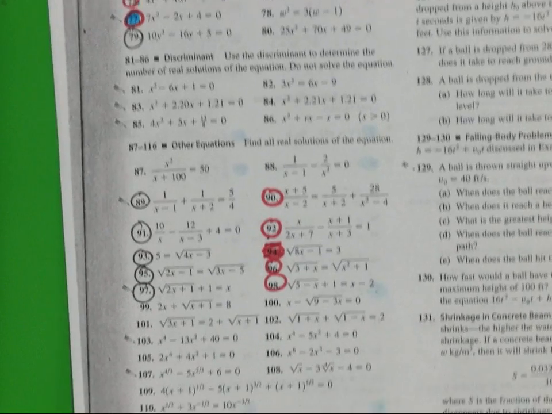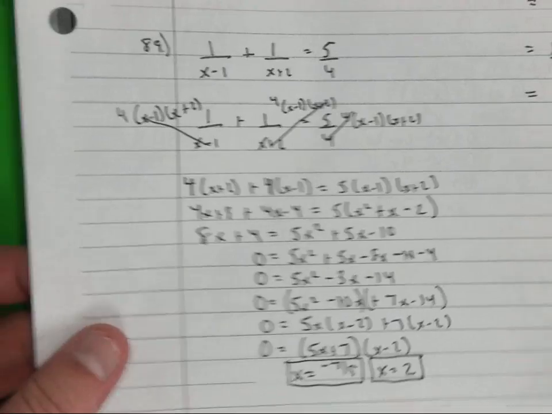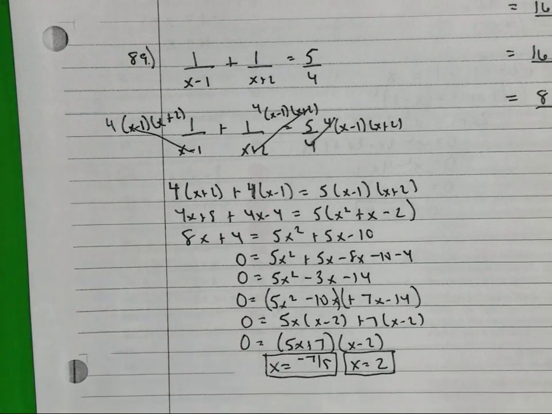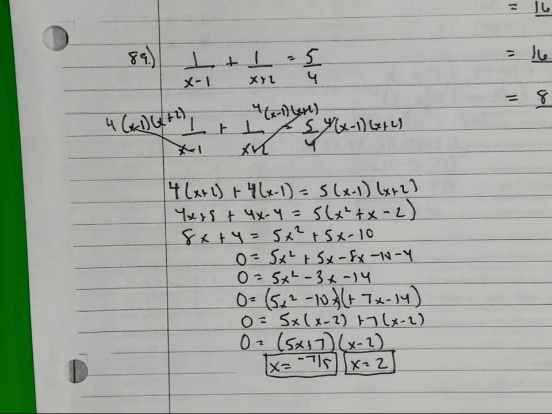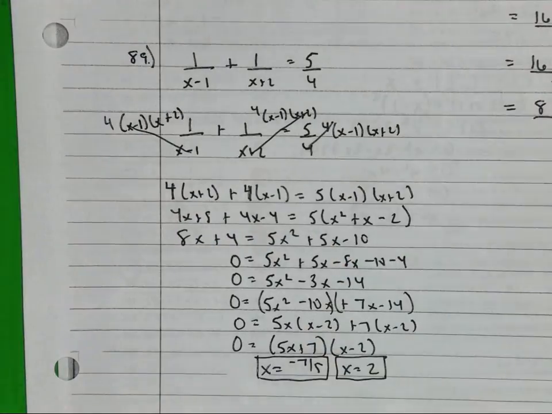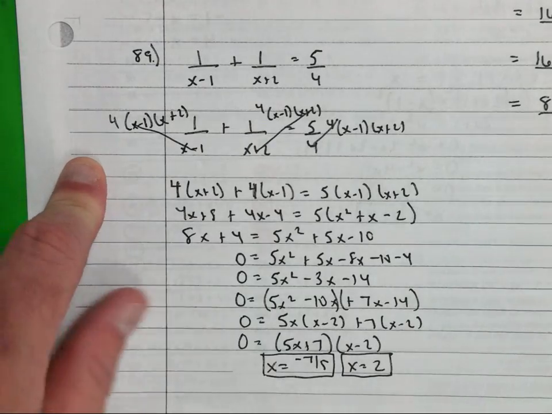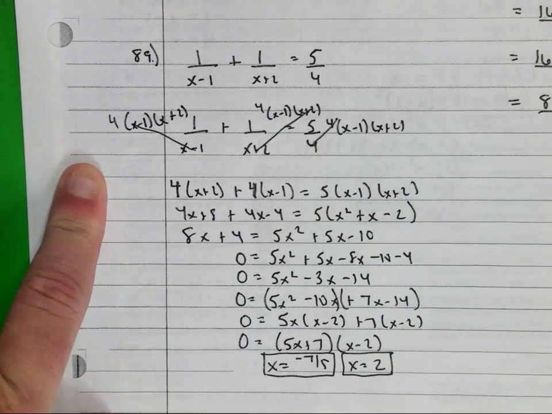89 and 91 are rational functions. Okay. First thing you do is you got to think of a common denominator. My common denominator is all 3 of those. So I multiply everything by those 3. Here, the x minus 1 cancel out. Here, the x plus 2. Here, the 4's cancel out.